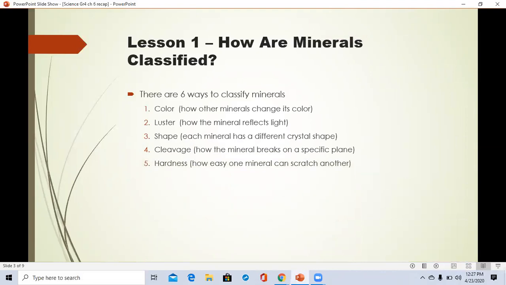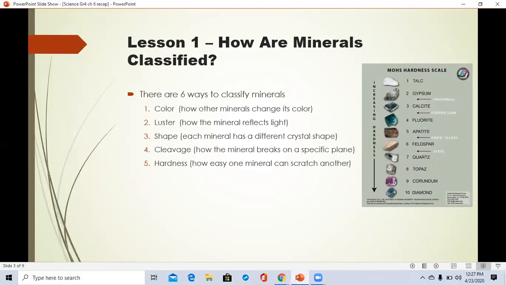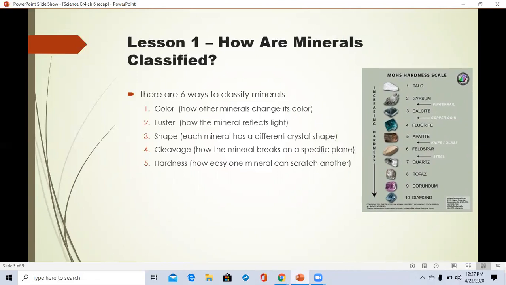Then number 5 is the hardness, how easily the mineral scratches a softer mineral. The hardest substance that we know is diamond, and talc is the softest, and each mineral in between is softer than diamond or harder than talc. For example, quartz is softer than a diamond, so quartz can easily be scratched by diamonds.